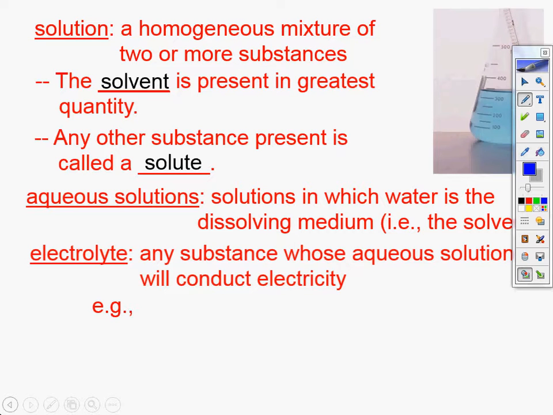Electrolyte: any substance whose aqueous solution will conduct electricity. There are only a handful of liquids, like bromine, water, mercury. You can have a liquid covalent compound, but you can't have aqueous solutions outside of water. Any of these ionic compounds dissolved in water will conduct electricity: potassium hydroxide, sodium chloride, hydrochloric acid. They'll all produce ions in water, and if they produce ions in water, it's going to be an electrolyte.